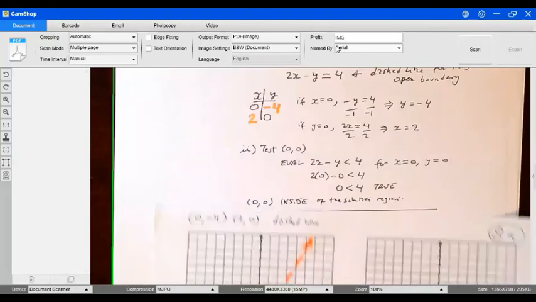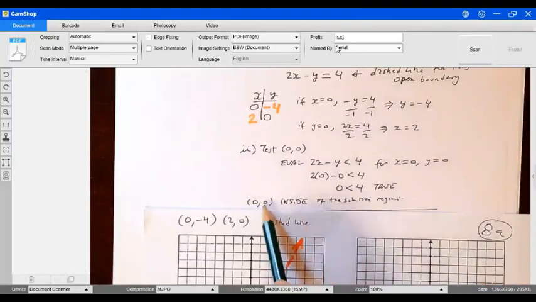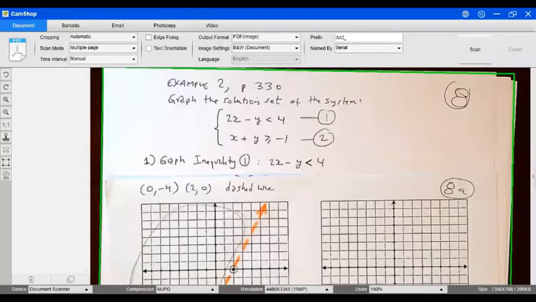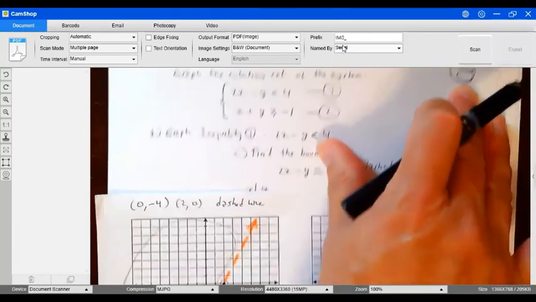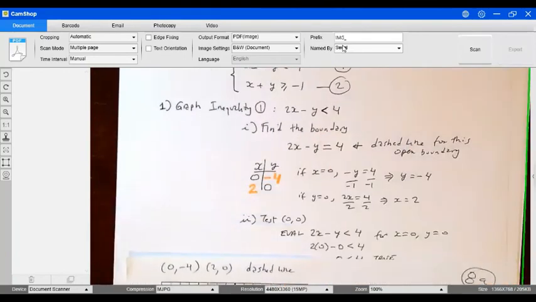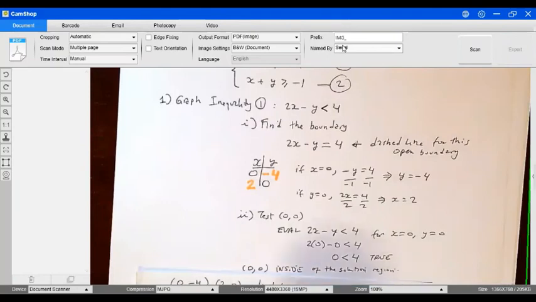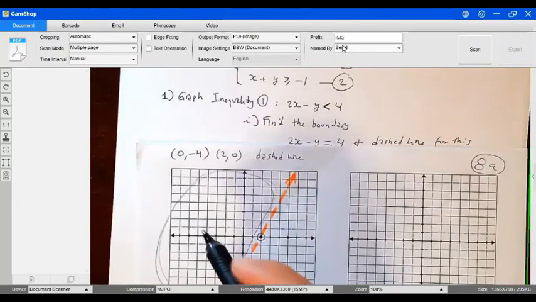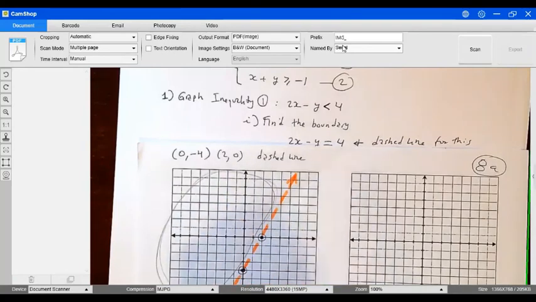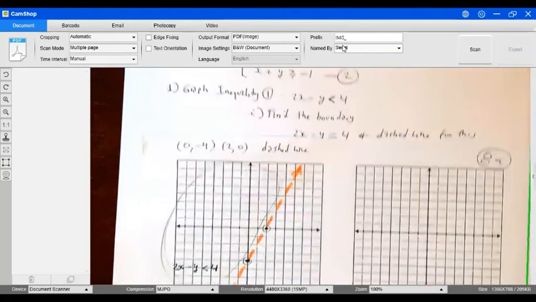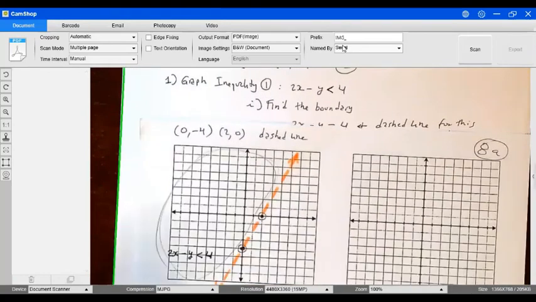So for the first one, we found that the origin is inside the solution region. So for the first inequality, we found that the origin 0, 0 is inside of the solution region. So that means that the origin is here. So this region is going to be the solution for the first inequality of the system. So this region satisfies 2x minus y less than 4. Now we need to check the information for the other inequality.